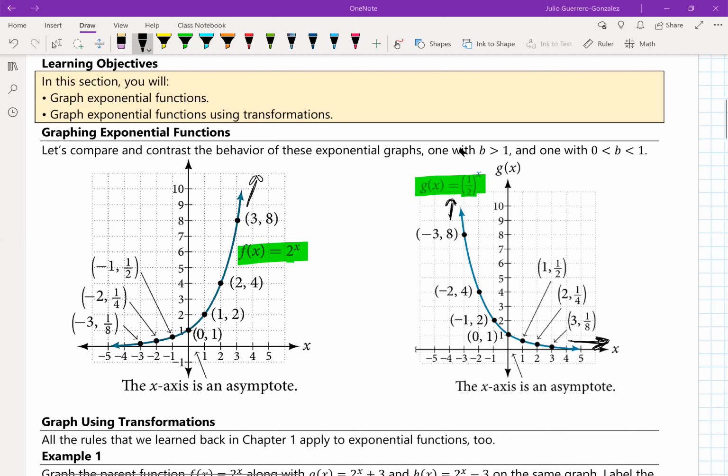All right, so let me get back to this thing.